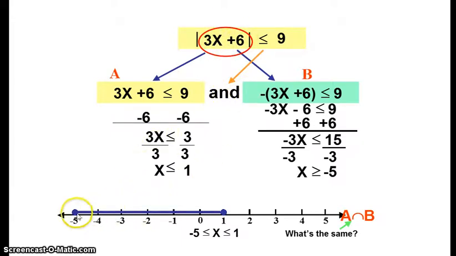So let's say we put in a negative 6 and we check this. What would negative 6 times this 3x times 3 be?